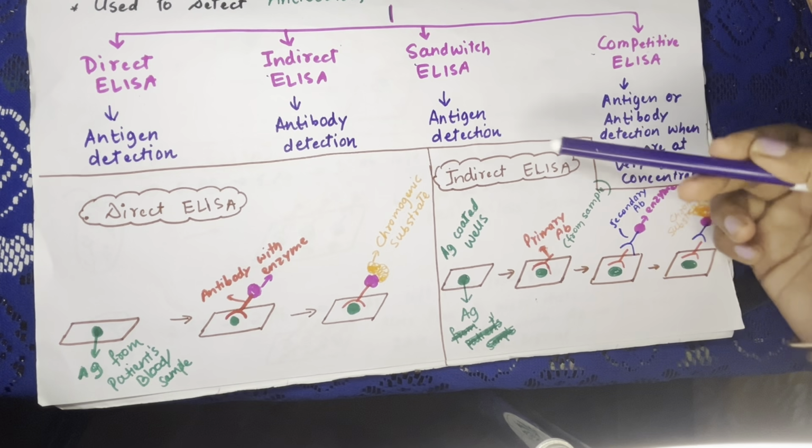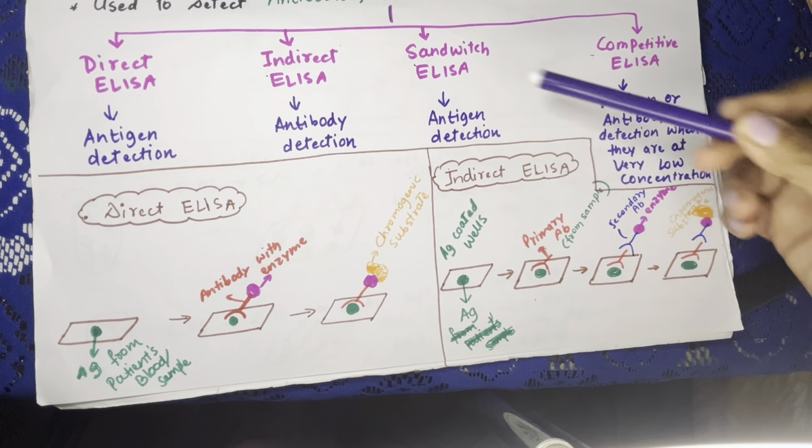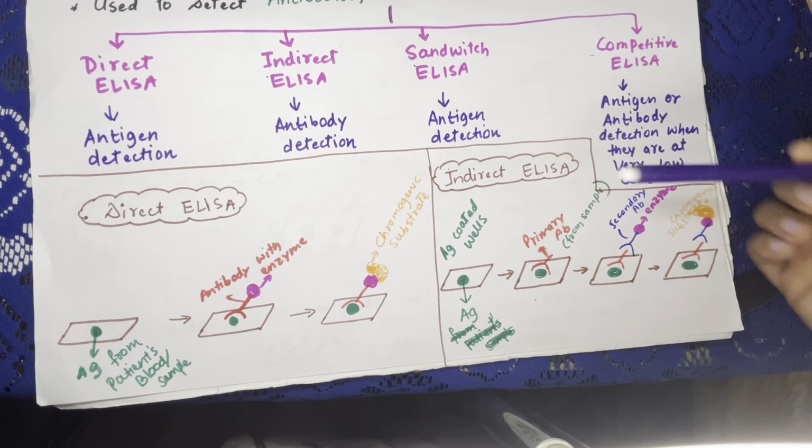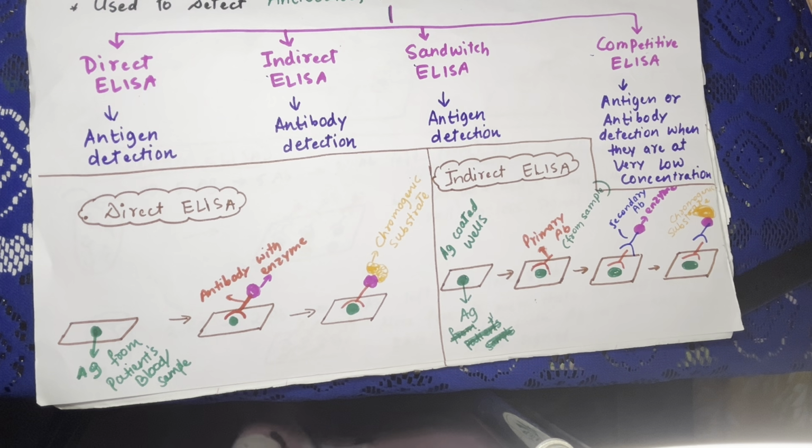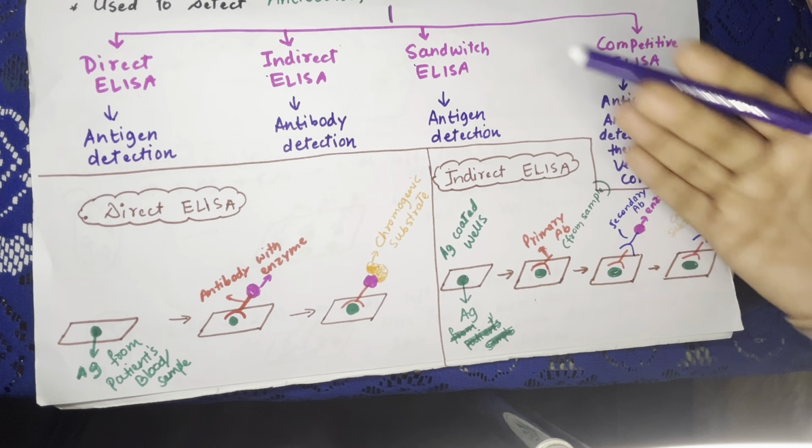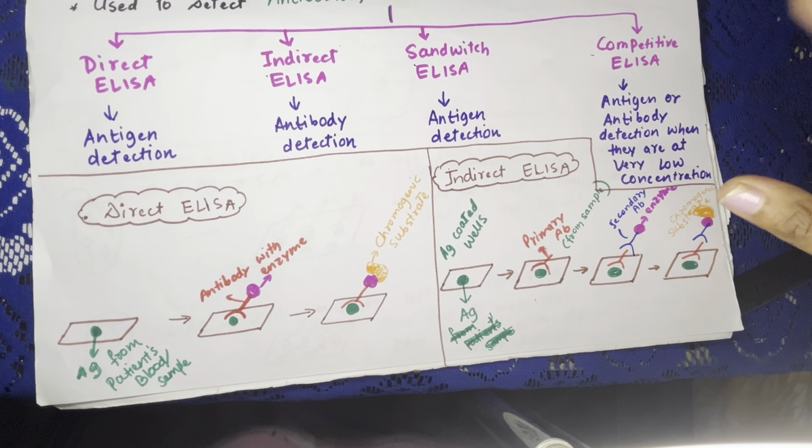Now coming to indirect ELISA. Indirect ELISA is performed in order to detect antibody. If we have a specific antigen in our blood, then only we will have the specific antibody in our blood. So ultimately, in all cases, we are identifying the specific infection in the body.